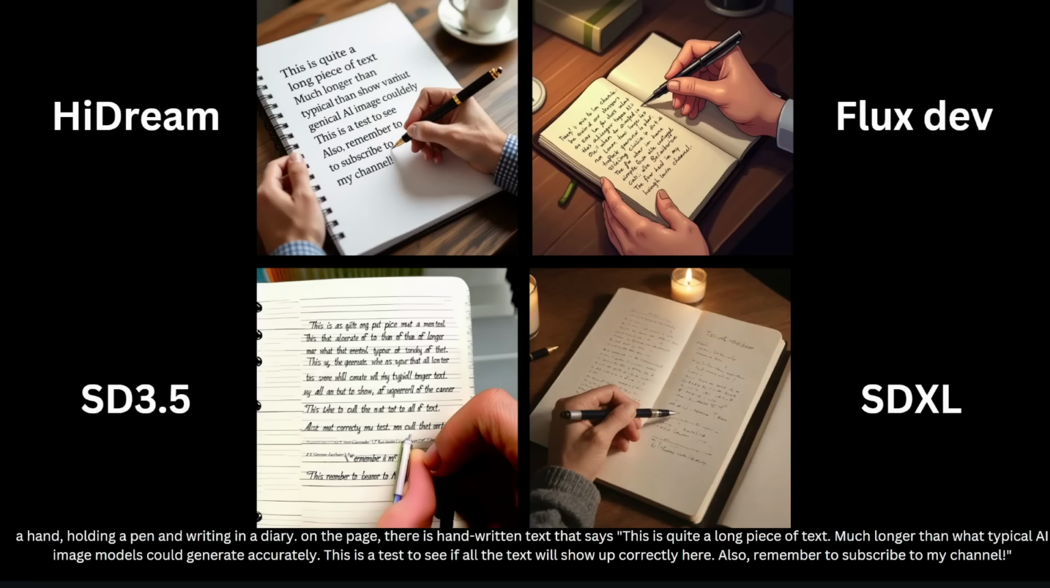Alright, here's another tricky prompt. A hand holding a pen, writing in a diary. On the page, there is handwritten text that says, "This is quite a long piece of text, much longer than what typical AI image models could generate accurately. This is a test to see if all the text will show up correctly here. Also, remember to subscribe to my channel."